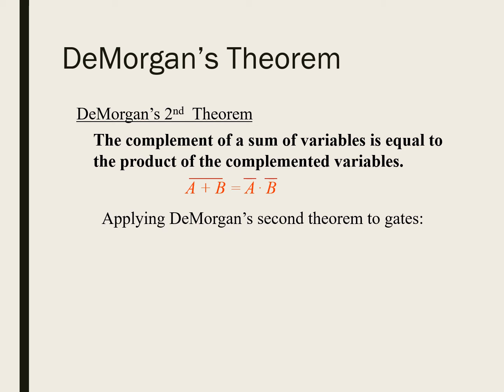So applying De Morgan's second theorem to the gates, we have a NOR gate and a negative AND gate. The NOR gate is a two input gate. The negative AND gate is a two input gate. So we have the output as (A plus B) the whole bar from the NOR gate and as A bar dot B bar from the negative AND gate.